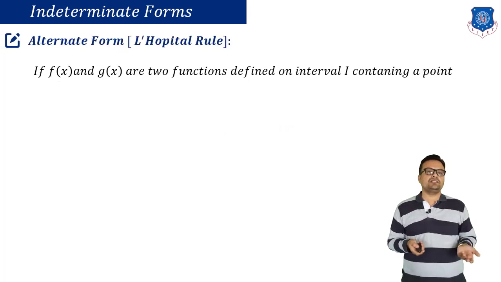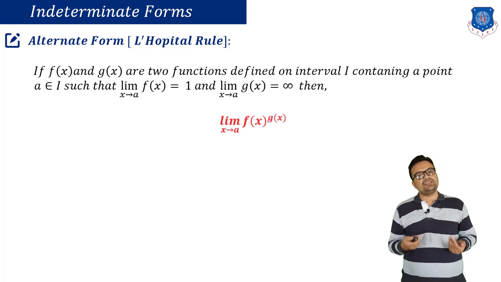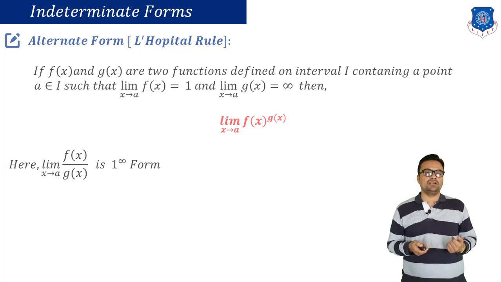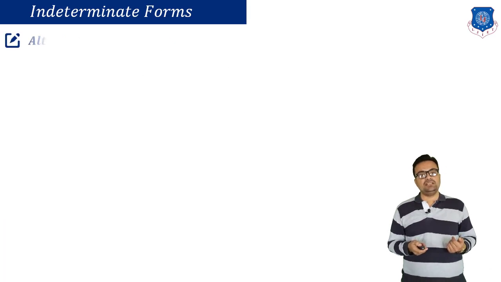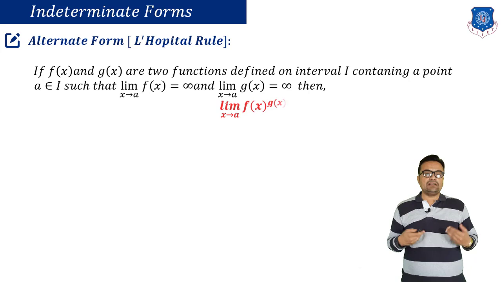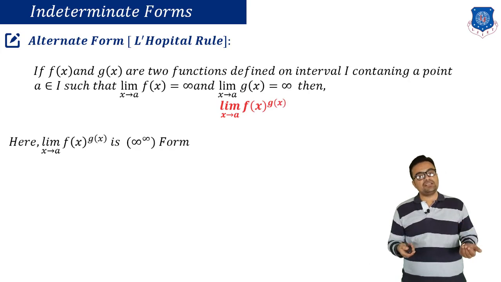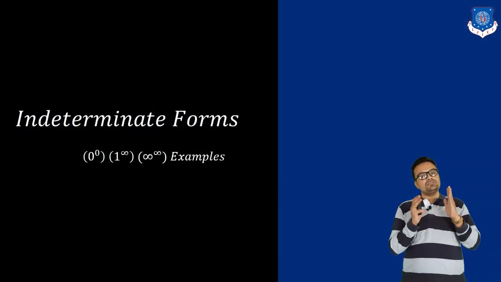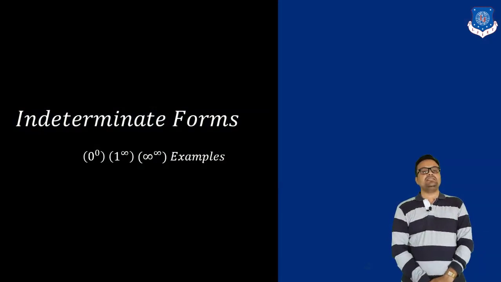Now taking another case, suppose f of x is tending to 1 and g of x is tending to infinity. So it is 1 raised to infinity form. Taking the third possibility, f of x is tending to infinity and g of x is tending to infinity, so it is infinity raised to infinity form. So these are the three indeterminate forms of the second type: 0 raised to 0, 1 raised to infinity, infinity raised to infinity. Now let us see examples of this.